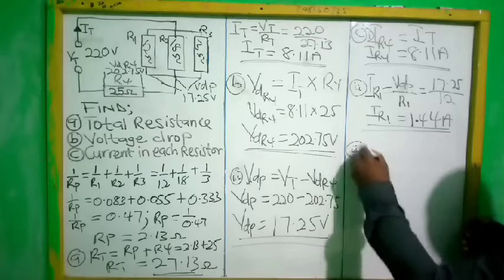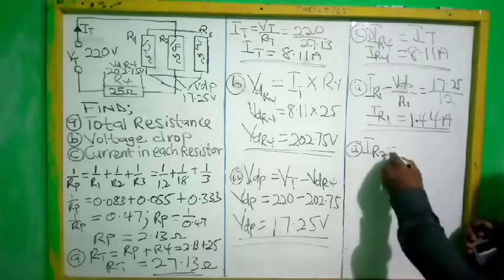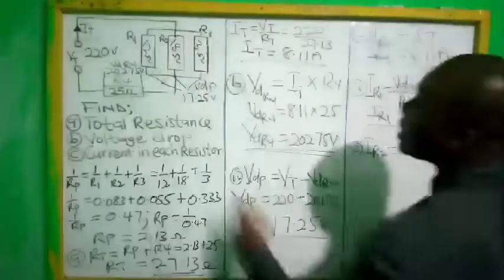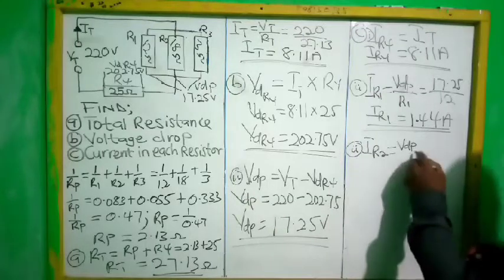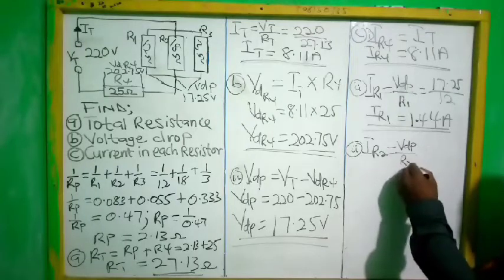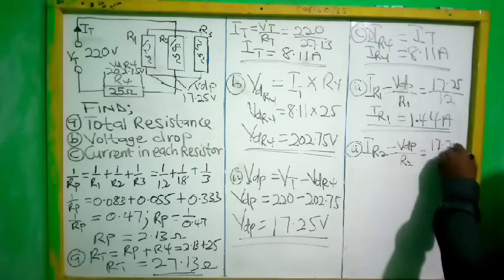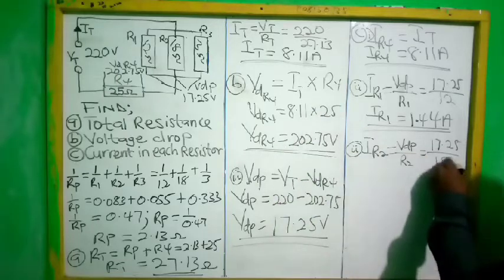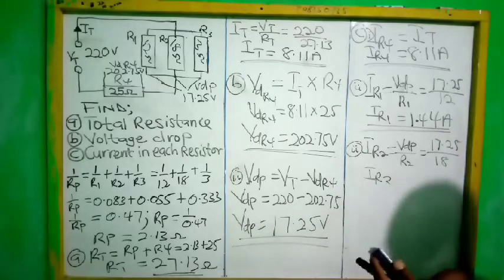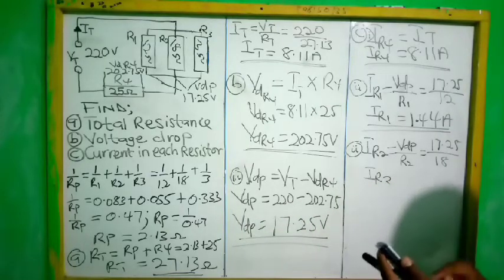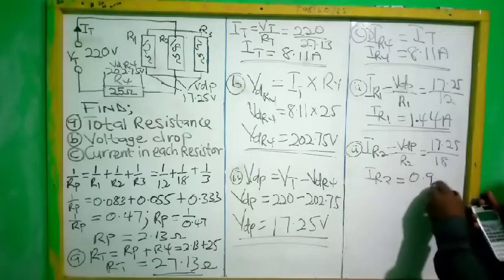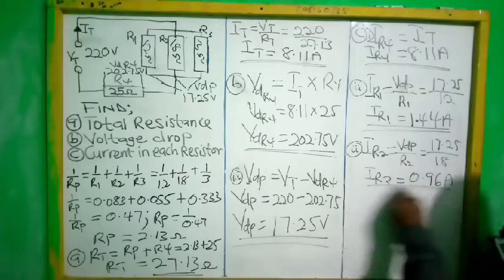So the current in R2 is the voltage drop in para over R2. You keep on using the same voltage because we are looking for the current in para. So you keep on using the voltage drop in para to divide each of the resistors in para. So the voltage drop is 17.25, the R2 is 18. So current in R2 is equal to 17.25 divided by 18. And then we have 0.96 amps. So this becomes the current in R2.